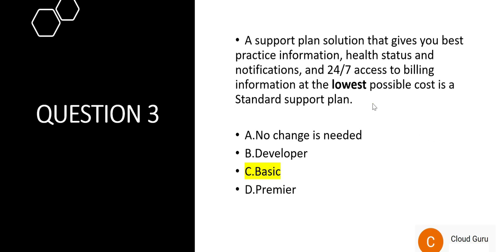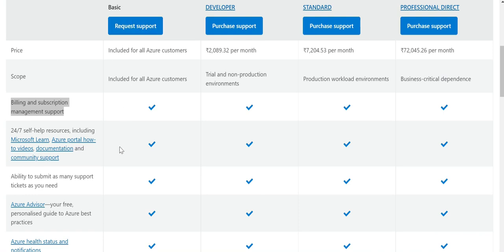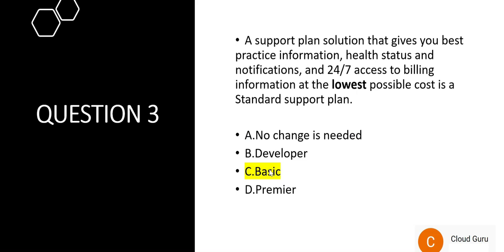The reason it is right is because if you see here, it is asking for the lowest possible cost. If it is lowest possible cost, then basic is the answer, because developer also has it and standard also has it, but which one is lowest? This is lowest, basic, hence basic is the answer.